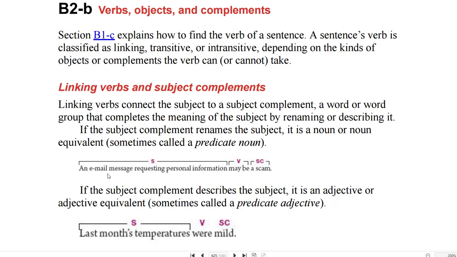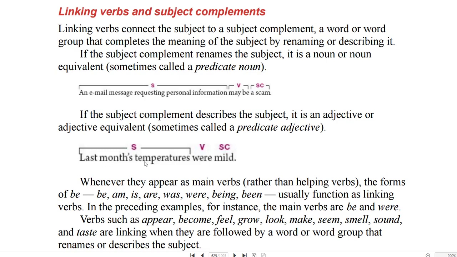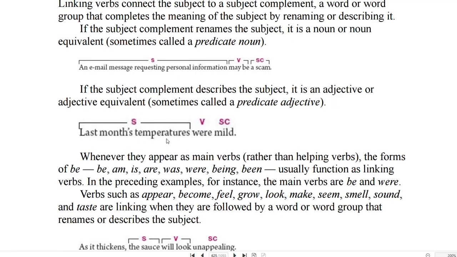So here you have a really long subject, an email message requesting personal information. Then the verb may be a scam. If the subject complement describes the subject, it is an adjective or adjective equivalent, sometimes called a predicate adjective. Last month's temperatures were mild. So here you have the entire subject, then were is the verb, and mild is the subject complement. In other words, this mild modifies temperatures. Therefore, it is a predicate adjective.